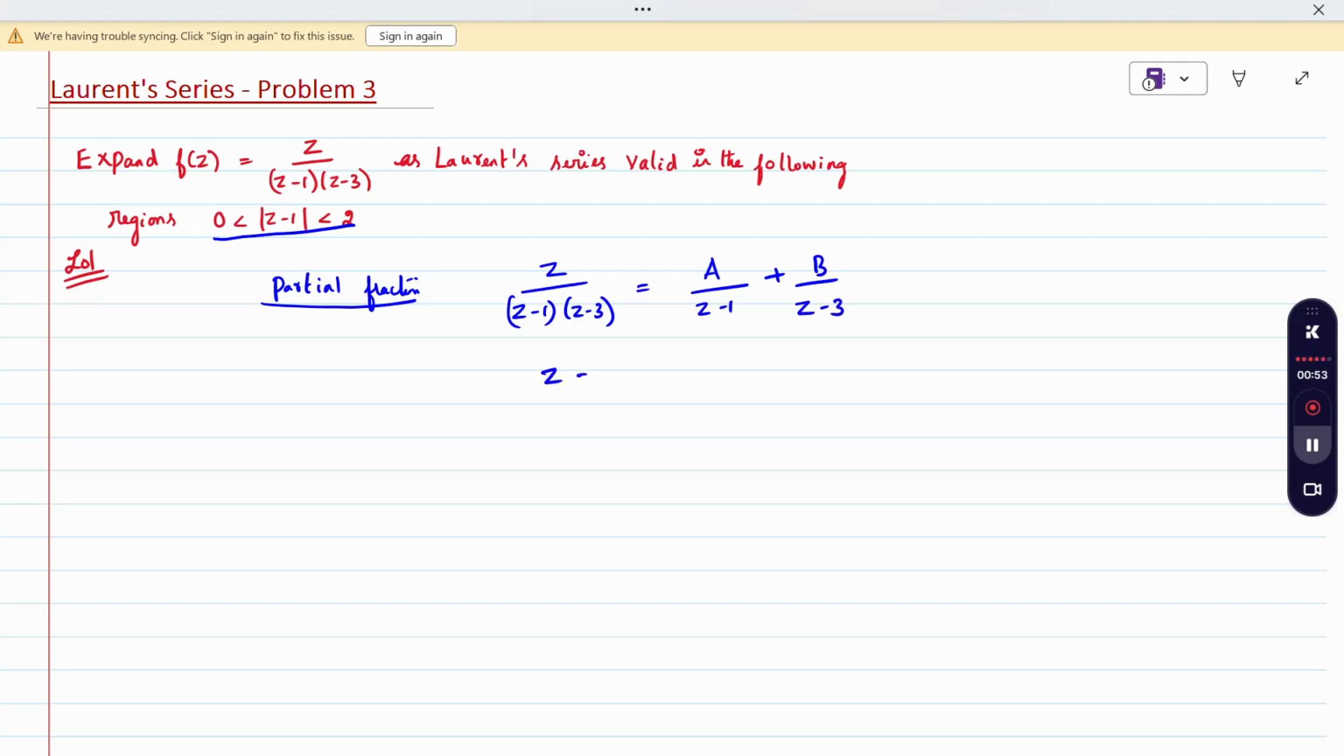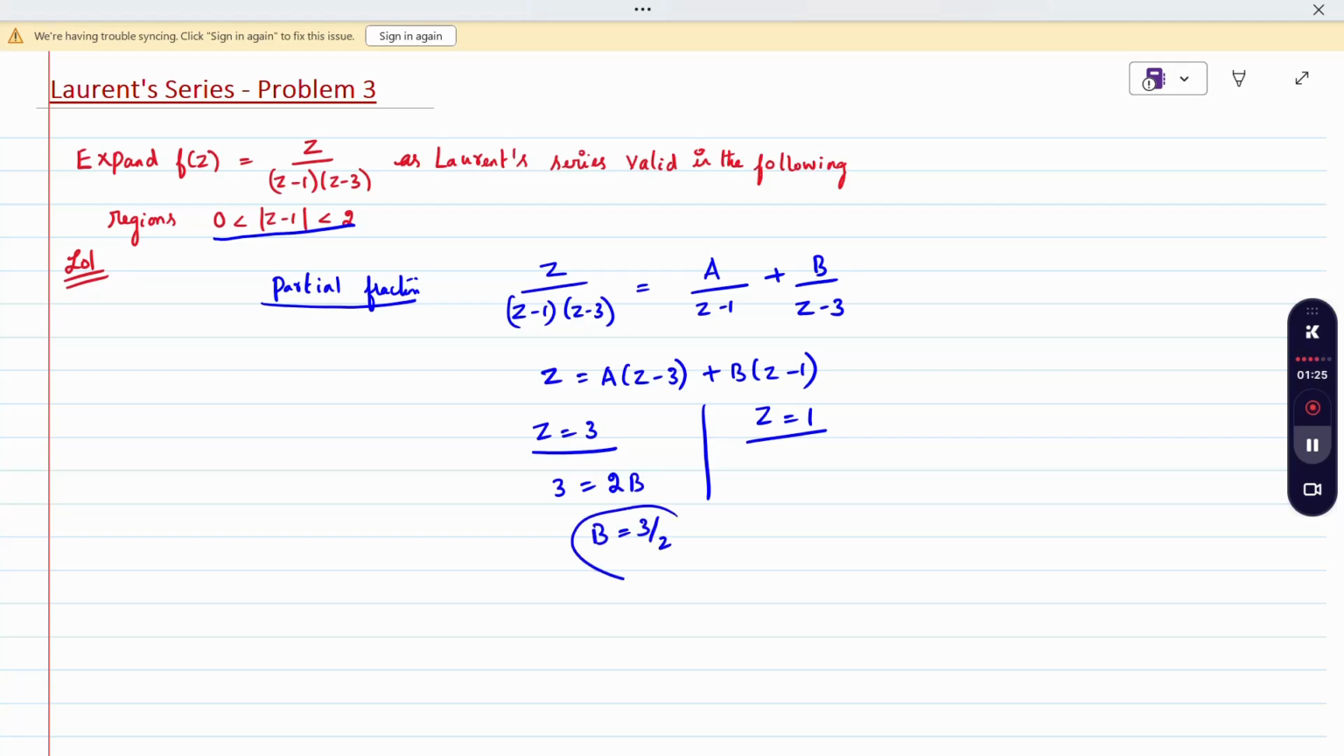Take the LCM. So z is nothing but a into (z minus 3) plus b into (z minus 1). Put z equal to 3 and z equal to 1. When I put z equal to 3, a will be cancelled, so I will get my b solution: 3 equals b into 2, so b is 3 by 2. Similarly, when I put z equal to 1, 1 equals a into minus 2, so a will be minus 1 by 2. So I got the solution.